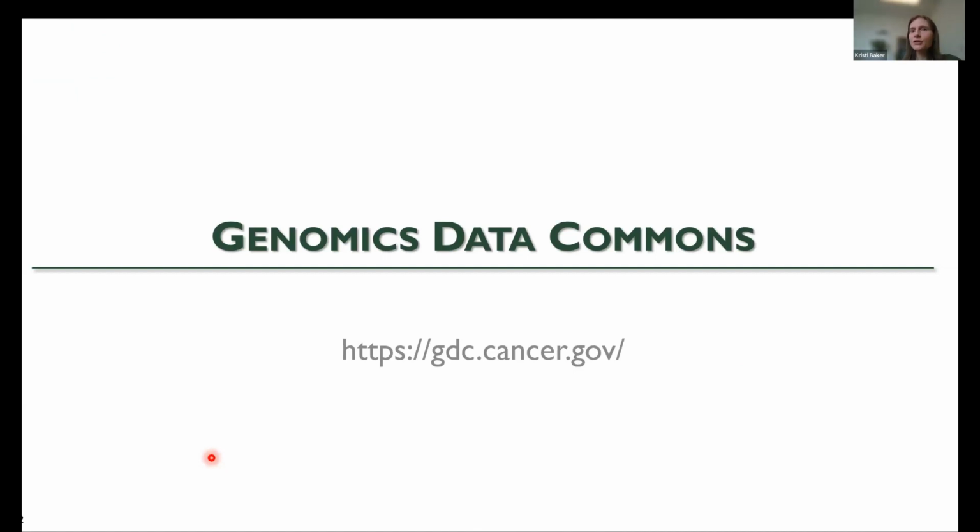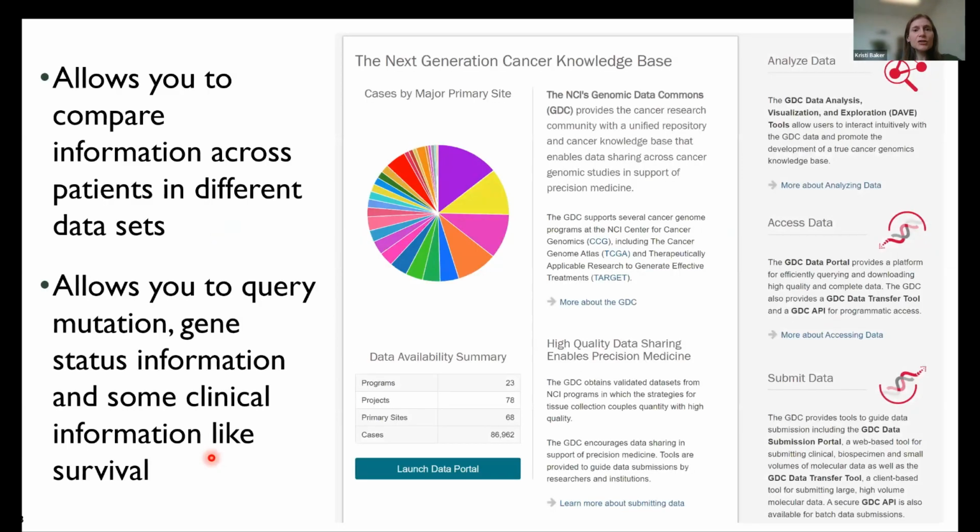You've identified a cool gene, or you've read about a cool gene in a paper, and you want to see: is this applicable to my research? Is it related to the gene that I study? How do I go about doing that? So the Genomics Data Commons is, again, a resource available from the NIH, the National Institutes of Health.